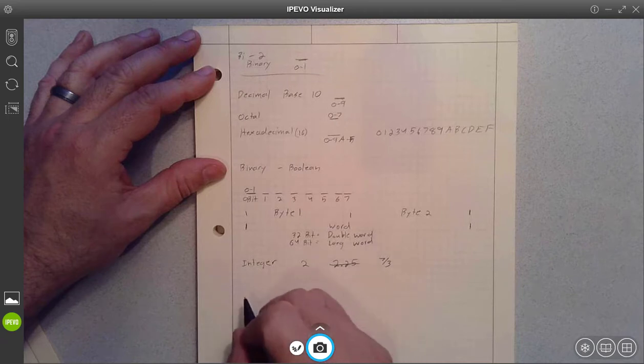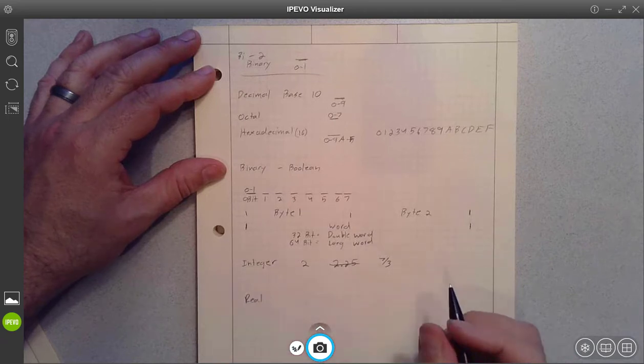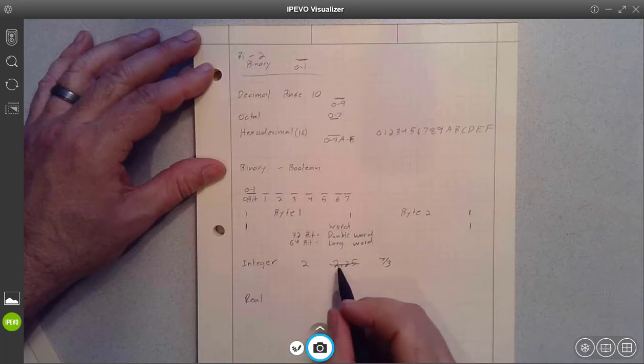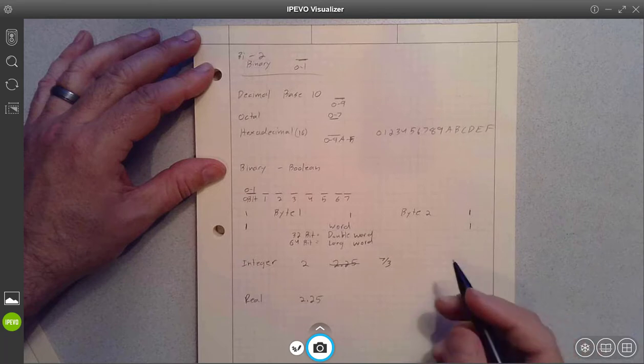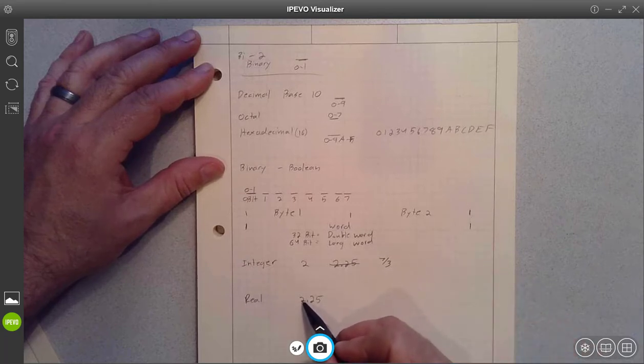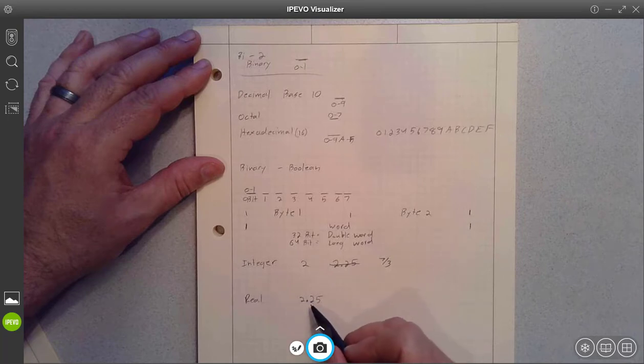And the next step from that would be what's called a real number. So real would be a number that has a decimal point in it. So coming back up to here, 2.25 would be a real number. You're going to represent both an integer component and then a fraction, and you're going to have a decimal point that you're communicating somehow it is.